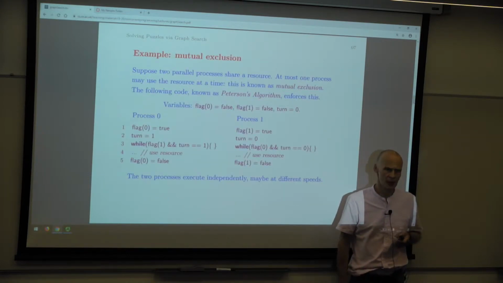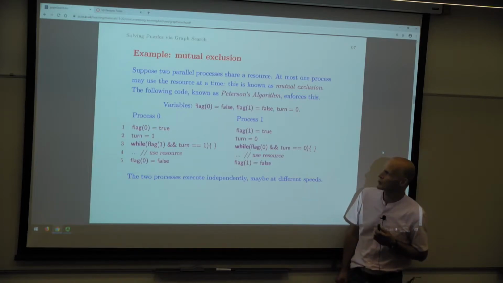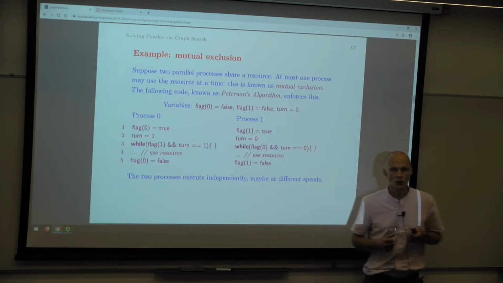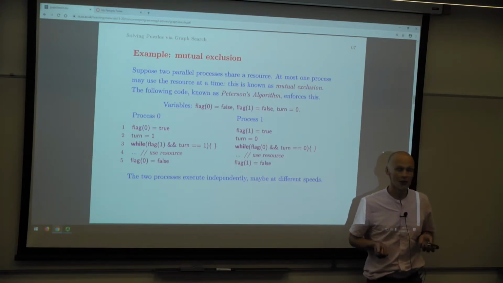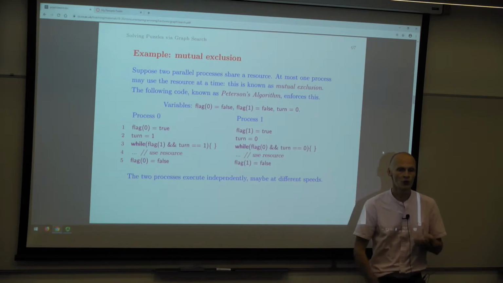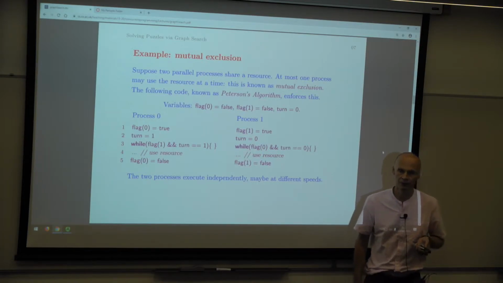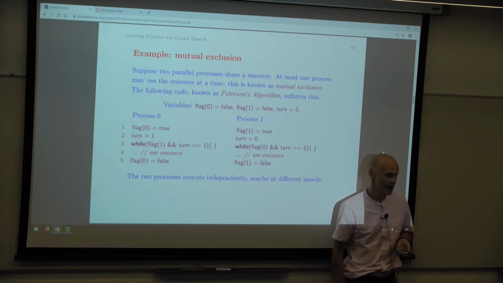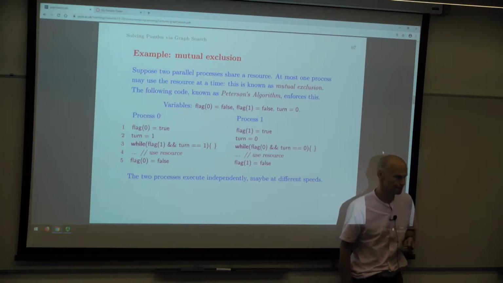Here's a more concrete example called mutual exclusion. This is a problem from parallel computing. Suppose we've got two parallel programs or parallel processes that share a resource. This resource might be a printer or an area of memory. The important thing is that at most one process uses this resource at a time. You can imagine if two processes try to use a printer at the same time, they might interfere. Likewise, if they try and use the same area of memory at the same time, they might interfere with one another. So we want at most one process using the resource at a time. This is called mutual exclusion.